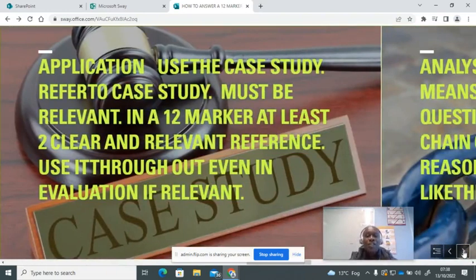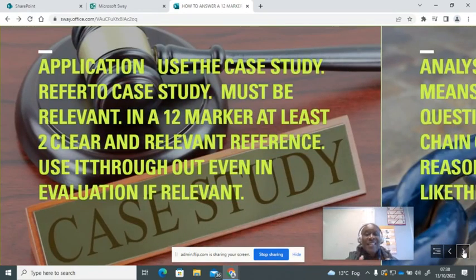The next thing is application. That's just the case study, guys. It's the case study. But really important that it must be relevant. You can't just pick stuff out, okay? What I really love is when you pick stuff out, say something like this means that.